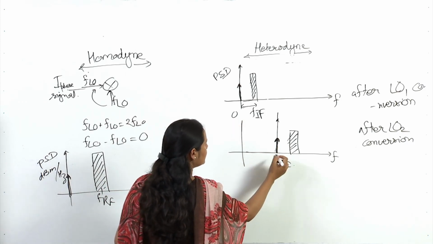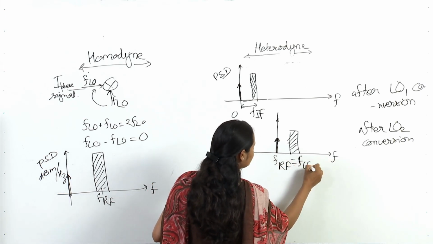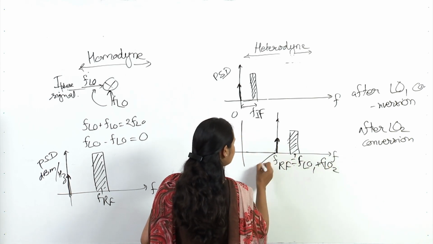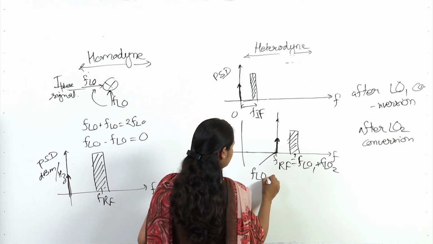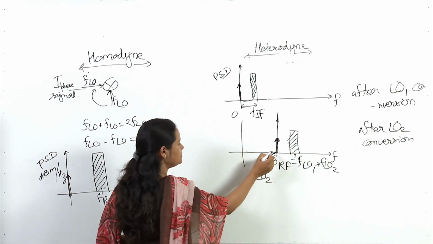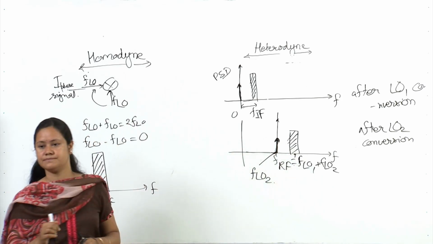converted to a new signal. So, this FRF will be what? FLO1 plus FLO2, as we discussed earlier, and this will be FLO2 plus FLO2. So, this component will be there.